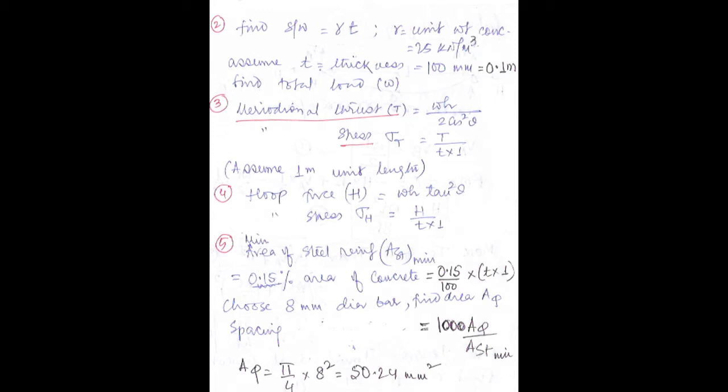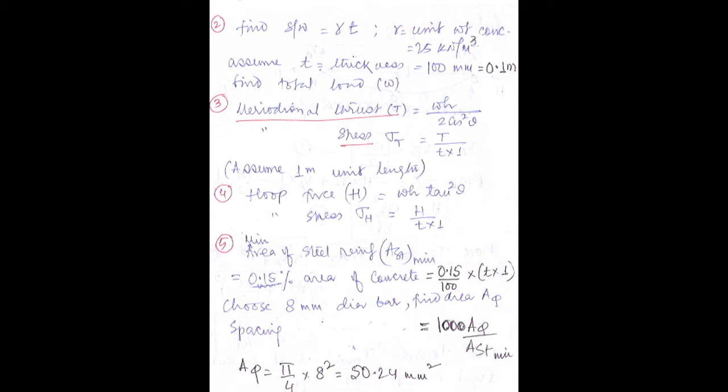Here you assume T is the thickness of the dome, that is equal to 100 millimeter. Assume it as initial thickness, and then you can find the total load W by adding the self weight and the given live load or the snow load, whatever is given in the problem. So you can add the self weight with that and the other loads, and then you can get the total load, that is W.